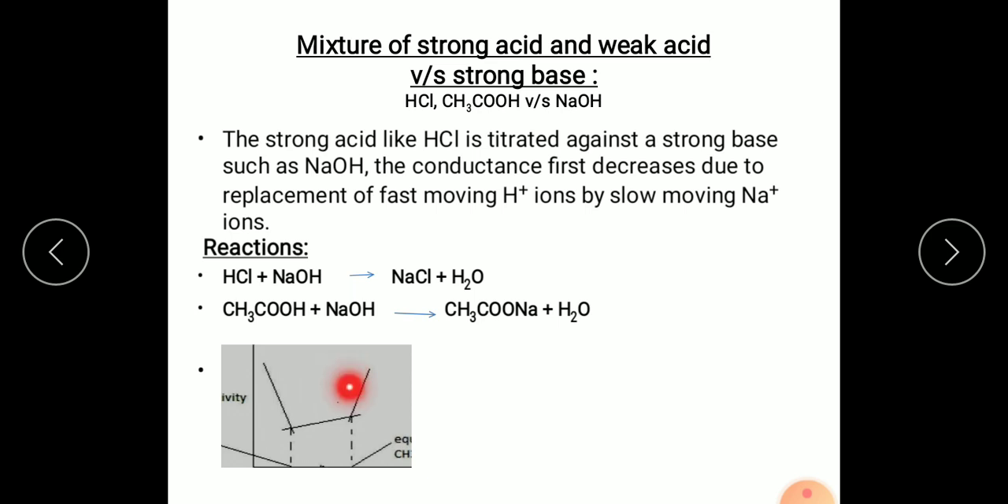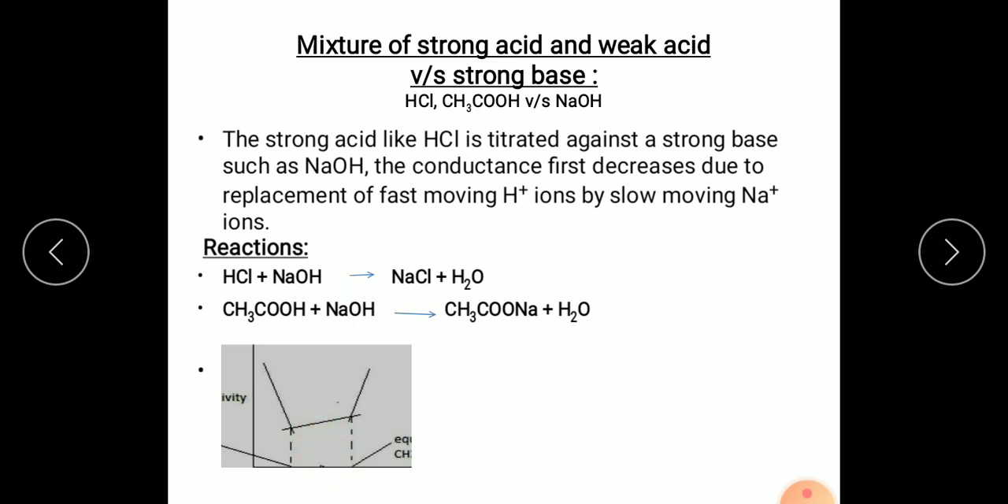So this point, the intersection of these two lines, gives you the amount of NaOH required to neutralize both the acids. This is the total acid, and if you want the amount of NaOH which is required to neutralize acetic acid only, you just subtract this lower value from this higher value, so you will be left with the amount of NaOH which is required to neutralize the acetic acid. So this is the third case.